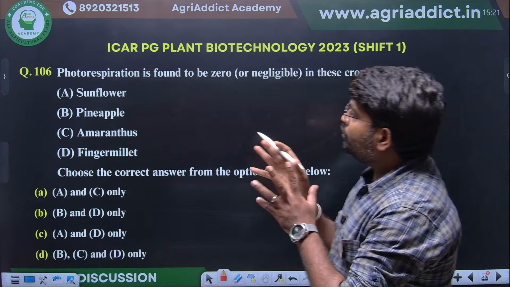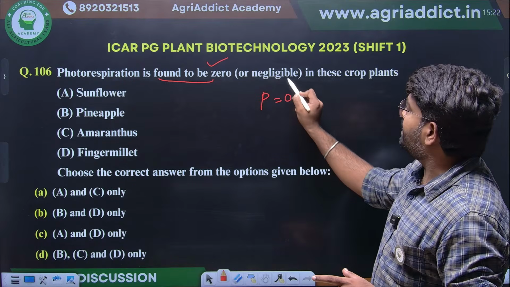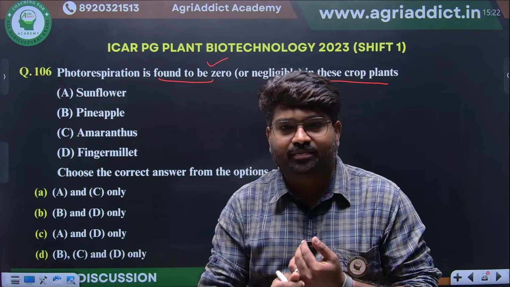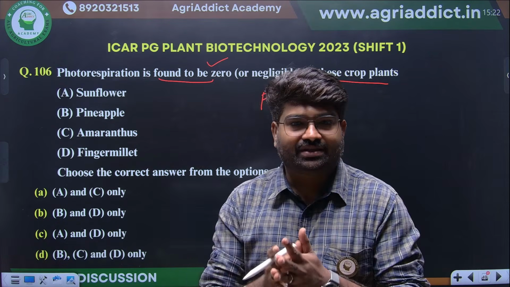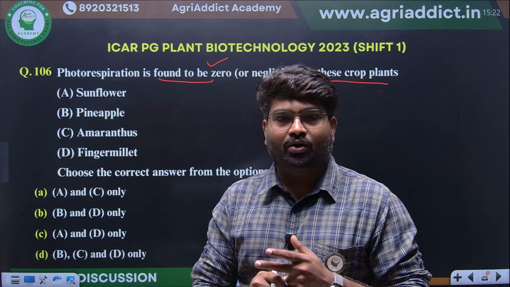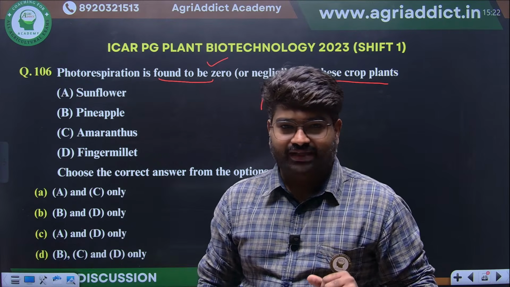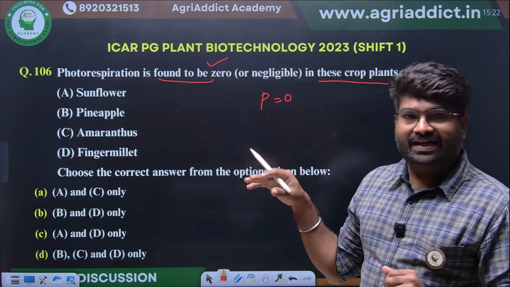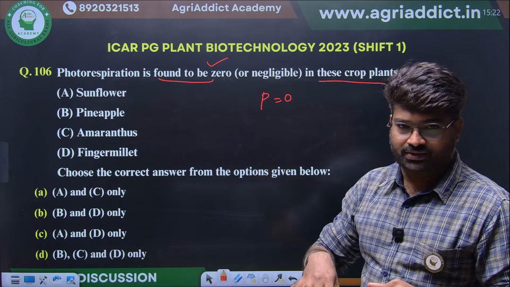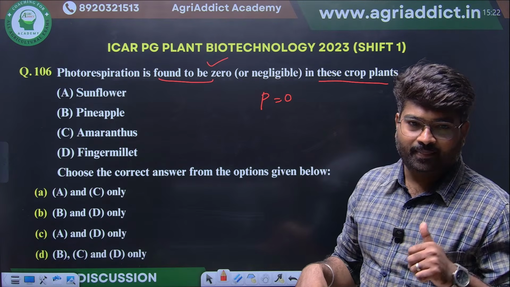Photorespiration is found to be zero. They are saying photorespiration will be zero or negligible in this crop. Photorespiration will be zero for CAM plants because in the daytime they close the stomata. Then C4 plants, photorespiration will be zero. Why? Kranz anatomy is there that will prevent photorespiration. C3 plants will have more photorespiration. In our question, they are asking for which crops photorespiration is zero or negligible. We have to wisely choose C4 plants and CAM plants. What will be the answer?